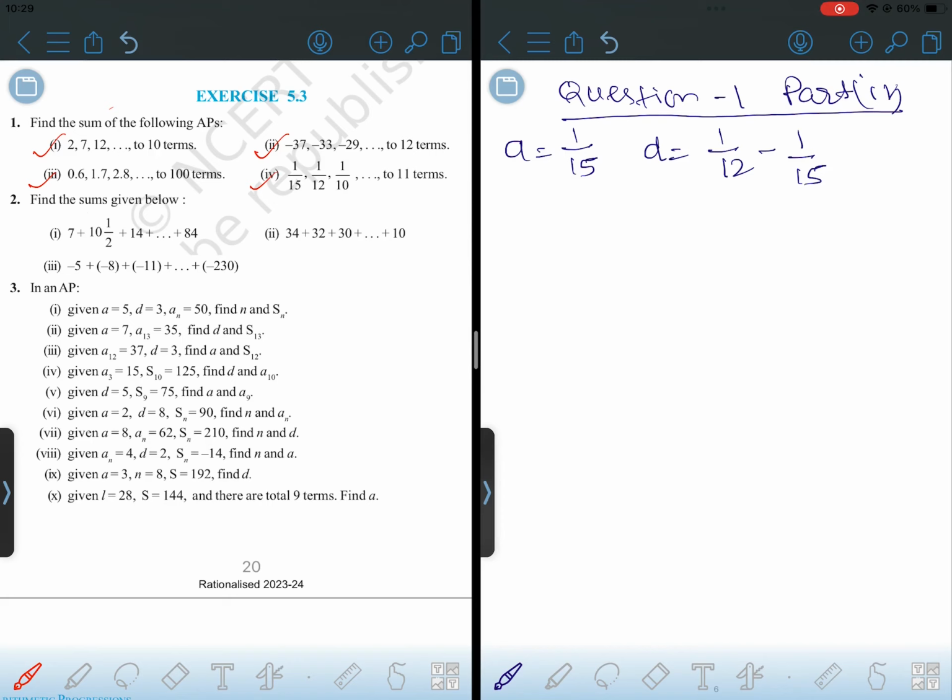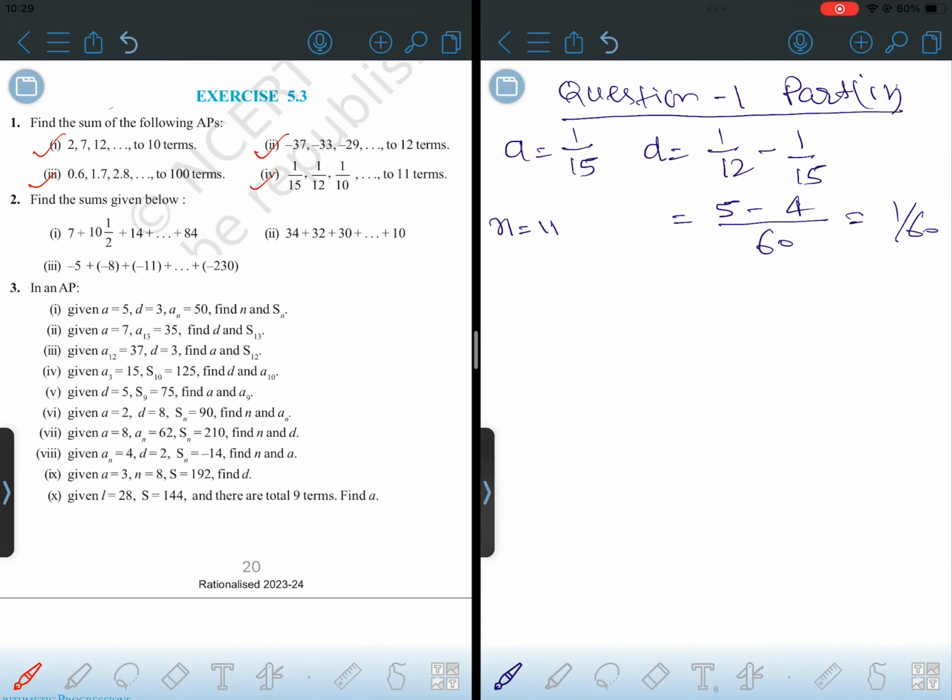So we have to find out first what the LCM is, because once you have a number like this, you have to find the LCM. For these two numbers, the LCM will be 60. So 12 fives are 60, and 15 fours are 60, that gives 1 upon 60. And the value of n is given as 11.